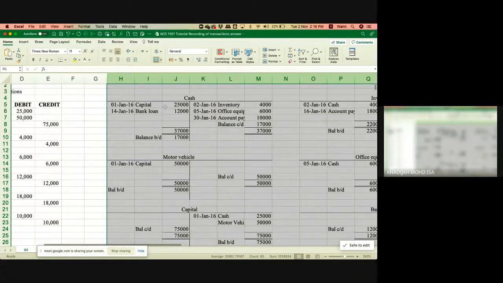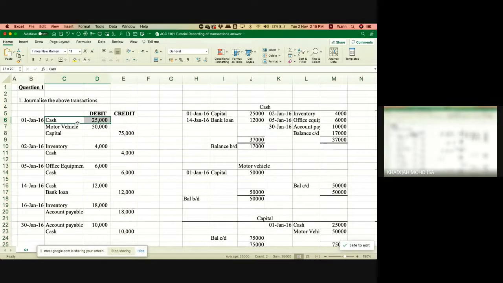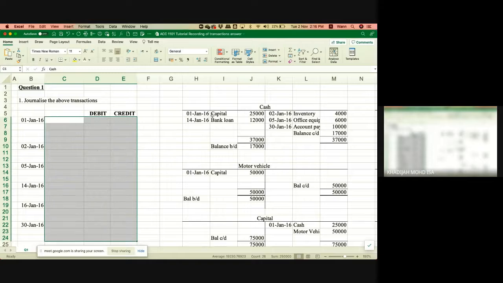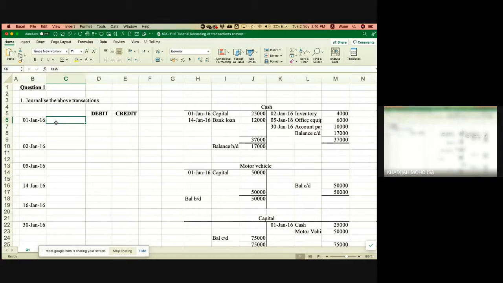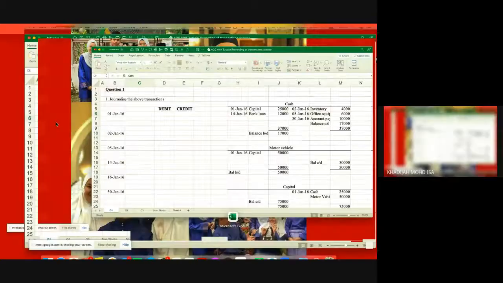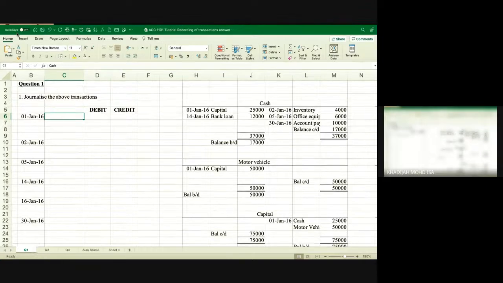Okay, all right. So what happened is that you have to record. So I will try to, so that you don't see, right? So first you know what accounts are to be debited and credited. So going back, you have your, where is it? Where is it?